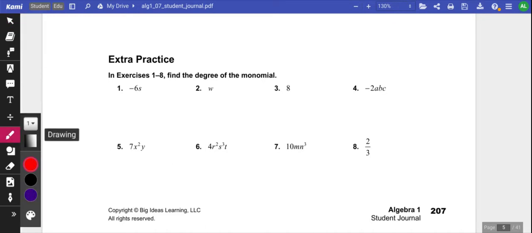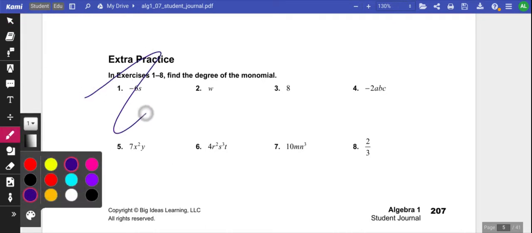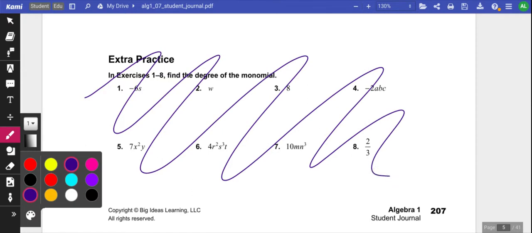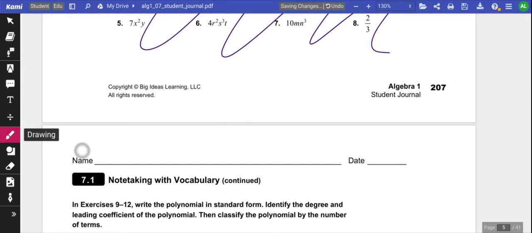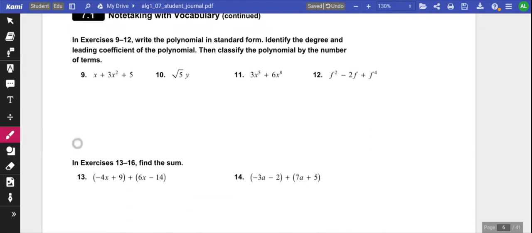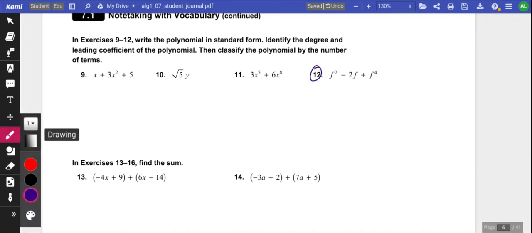Again, degree of a monomial is kind of weird. We're really just skipping over it because it's kind of confusing. What I care about is degree of a polynomial. So let's look at number 12 over here. It's asking lots of questions about this polynomial.